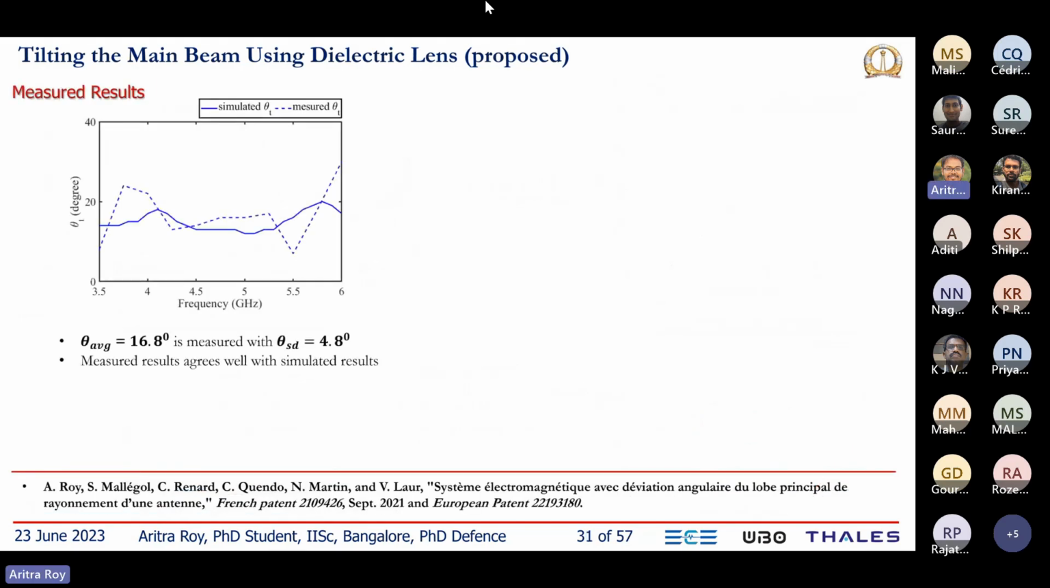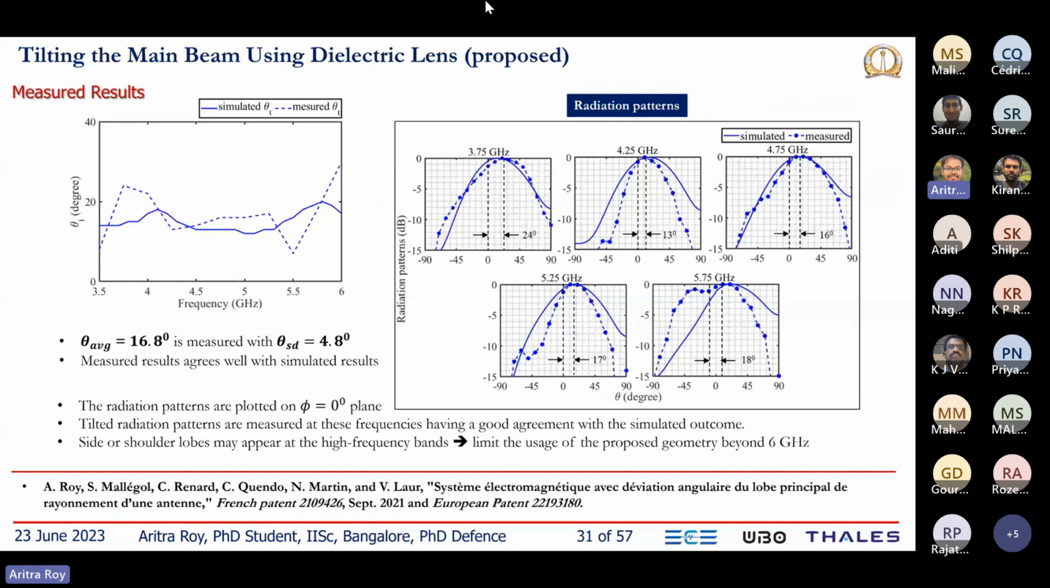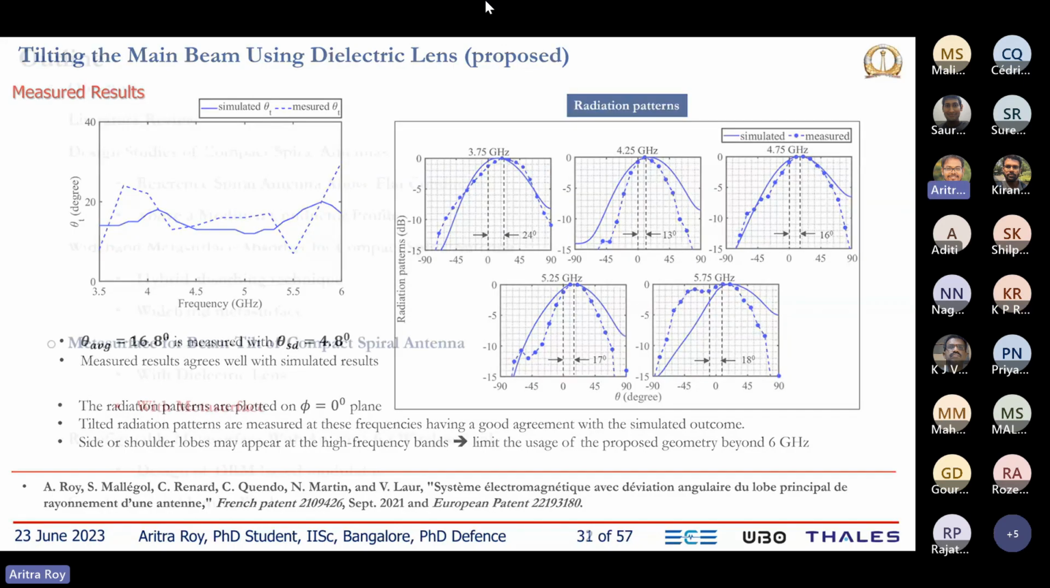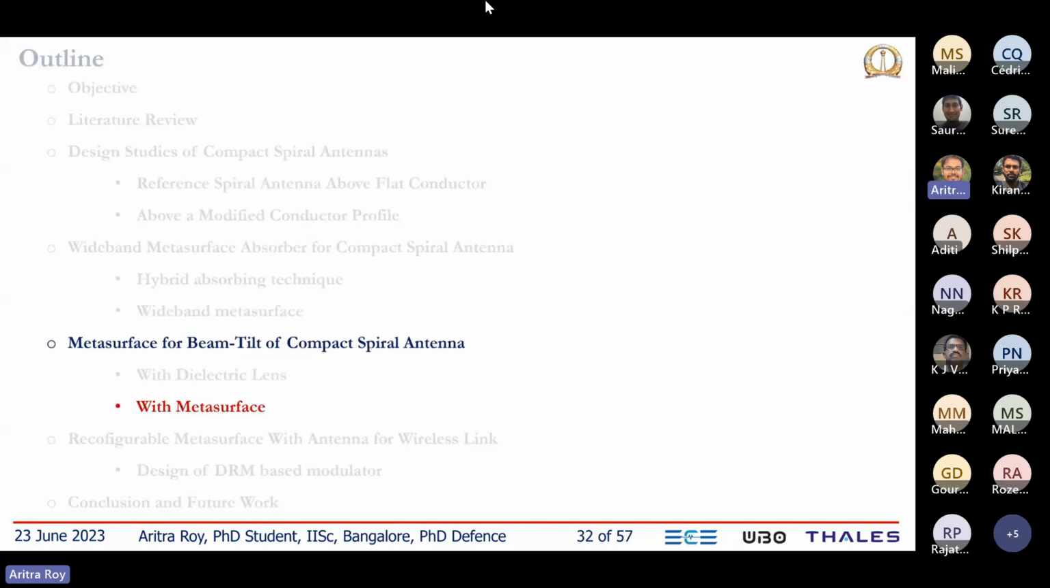These are the tilt responses. The radiation patterns for different frequencies are tilted, and we have measured an average tilt angle of approximately 17 degrees. But in this geometry, there is a problem. When we place a dielectric lens above a spiral antenna, it is no more a planar geometry.